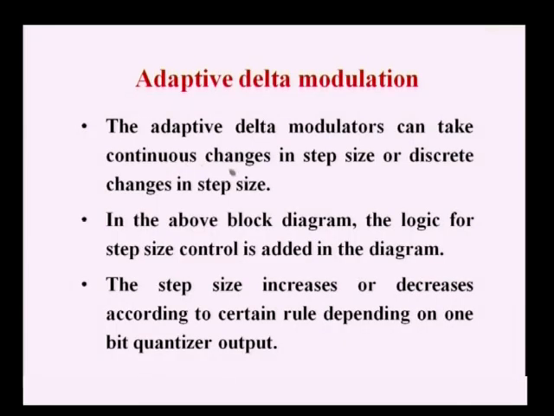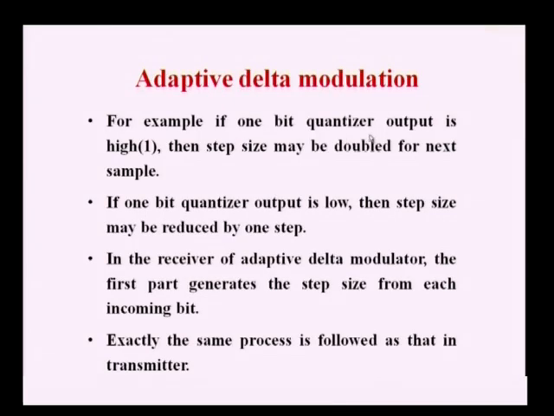The adaptive delta modulators can take continuous changes in step size or discrete changes in step size. In the block diagram, the logic step size control is added, that is, the adaptive controller. The step size increases or decreases according to a certain rule depending upon the 1 bit quantizer, that is, based on the slope, the variation of the input signal. For example, if the 1 bit quantizer output is 1, then the step size may be doubled for the next sample. If the 1 bit quantizer output is low, then the step size may be reduced by 1 step.